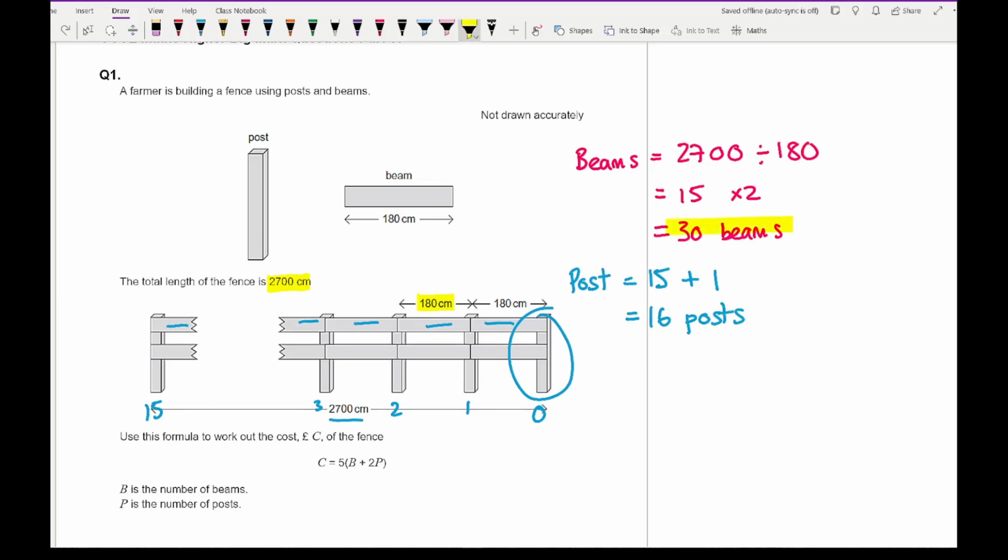Then, using these 2 bits of information as my B and P values, I've got to substitute them into the formula to work out the cost. So the cost is going to be 5 lots of the number of beams, which is 30, plus 2 times the number of posts, which is 16. If I type that all into my calculator, I should end up with an answer of £310.